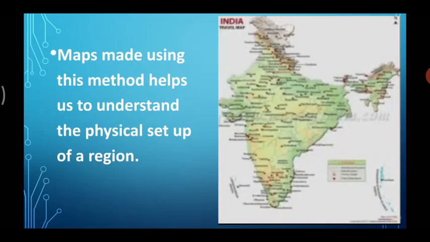Maps made using this method help us to understand the physical setup of a region. In other words, they give us an idea of its height, relief and slope using computers. We can even find the height of each point on a digital map. Now, when you use technology, it automatically becomes easy for us, right? So, advanced technology can help you for a better understanding. So, the digital elevation method is used by computers. We get information from the computers.